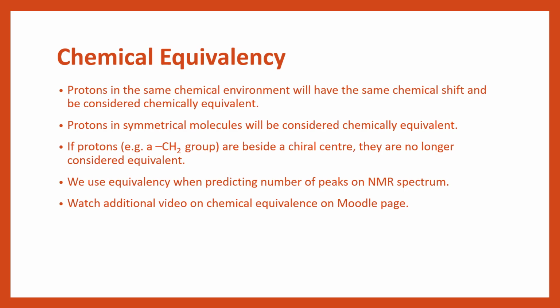If we have a proton beside a chiral center, or stereogenic center, which is a carbon that has four entirely different groups bound to it, and you find that your protons of interest are next to a chiral center, they are no longer going to be considered equivalent, because that chiral center will have an impact on the individual hydrogen's chemical environment. We use equivalency when predicting the number of peaks on our NMR spectrum.